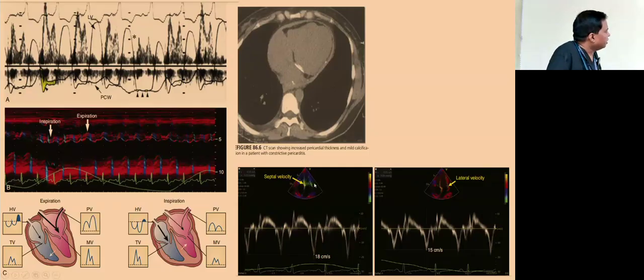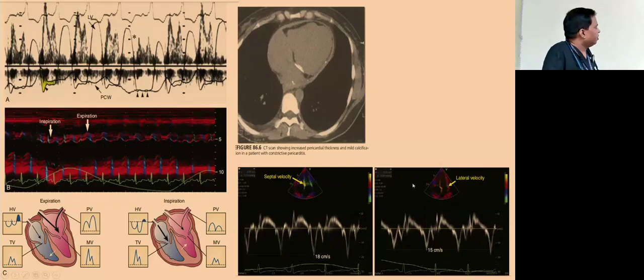So in constrictive pericarditis, the pericardium is thickened, no? So when the LV contracts, the movement on the lateral side will be less. Normally this is more, this is less. But in constrictive pericarditis, the septal velocity will be more. Here it is 18 centimeters per second, and this lateral velocity is 15 centimeters per second, which should raise a suspicion of constrictive pericarditis. So this is called annulus reversus.